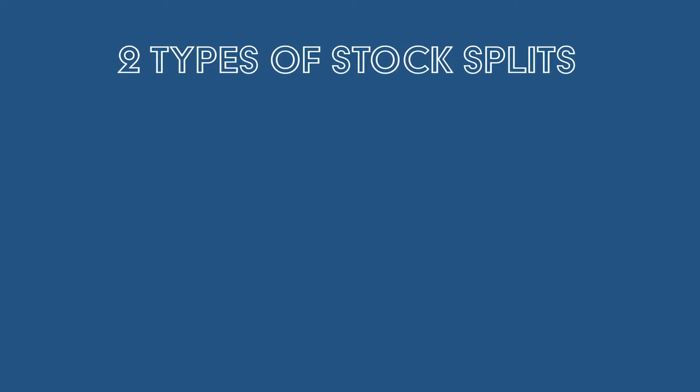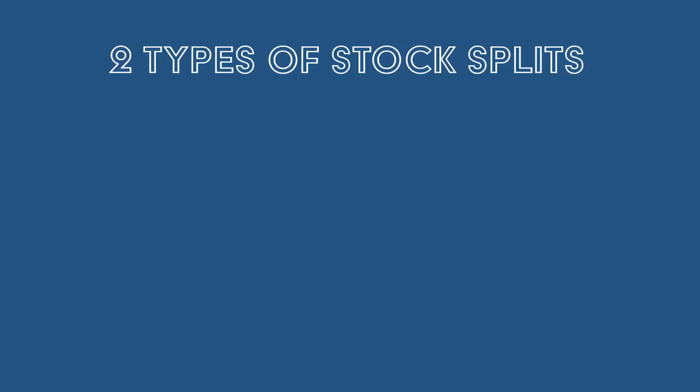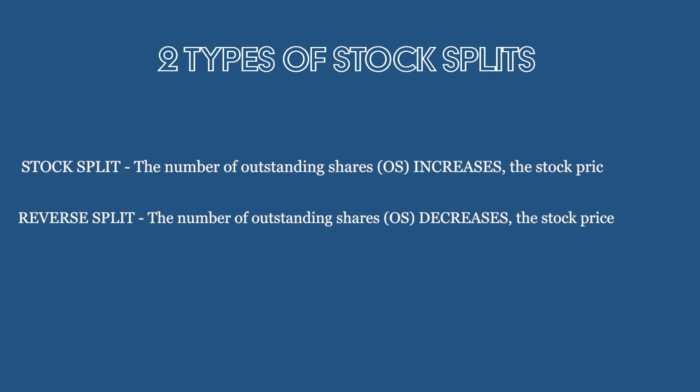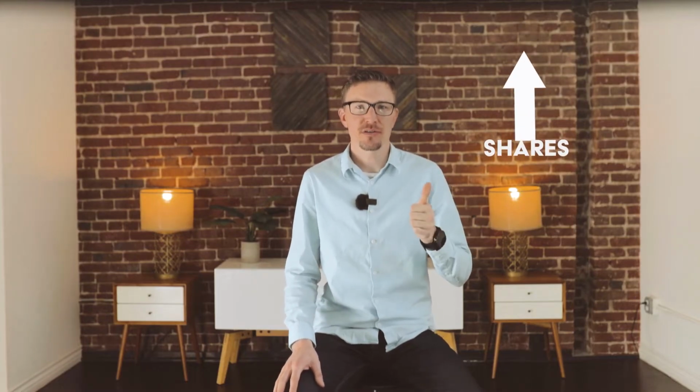There are two types of stock splits. The first is when you have an increase in the number of shares in a stock. That's called a stock split. The second is when you have a decrease in the number of shares, and that's called a reverse split. So let's look at the regular stock split first. Again, a regular stock split increases the number of shares in a company.